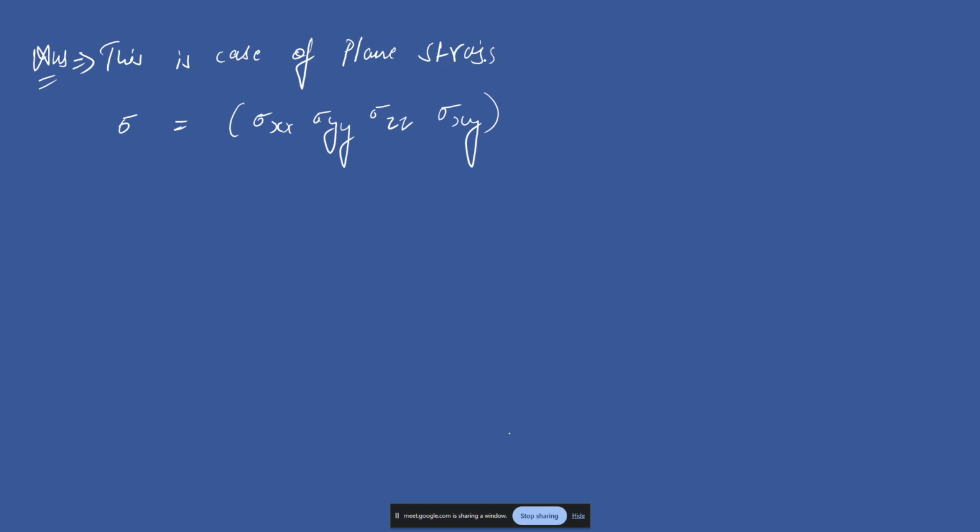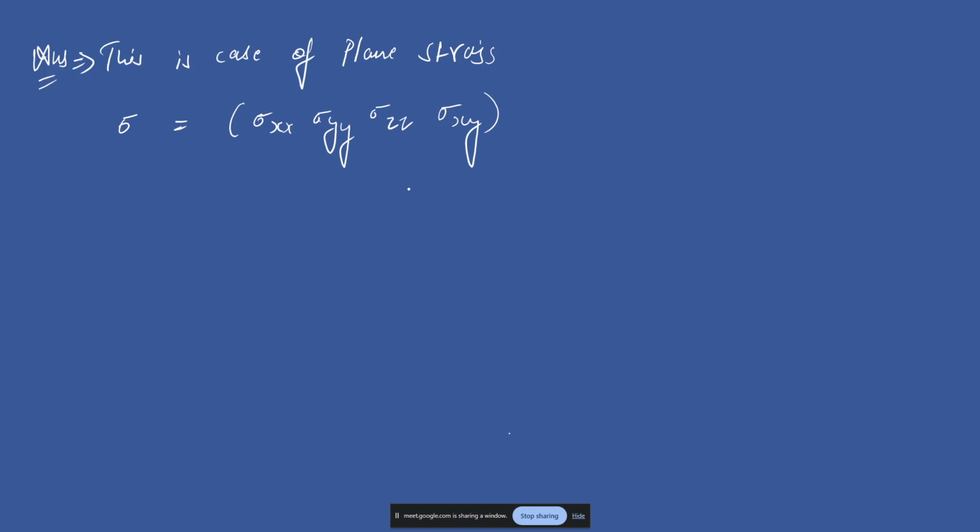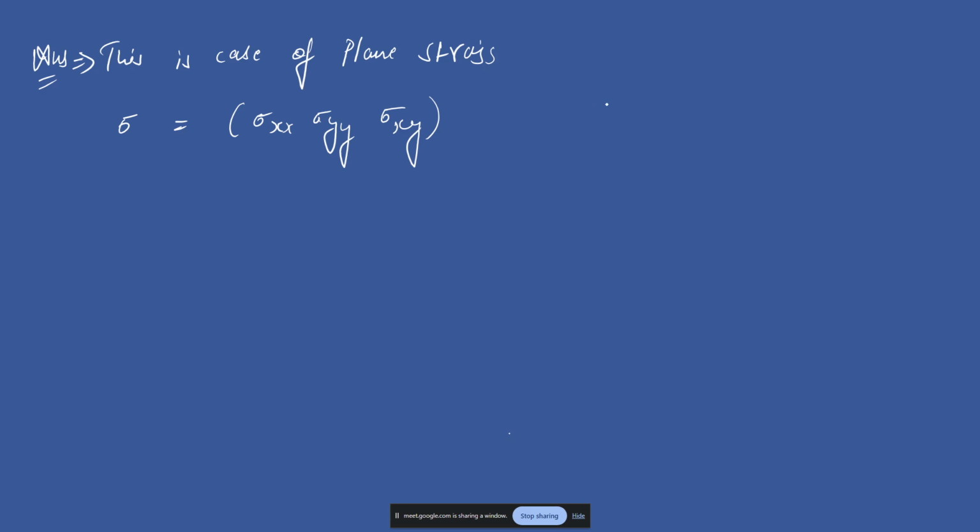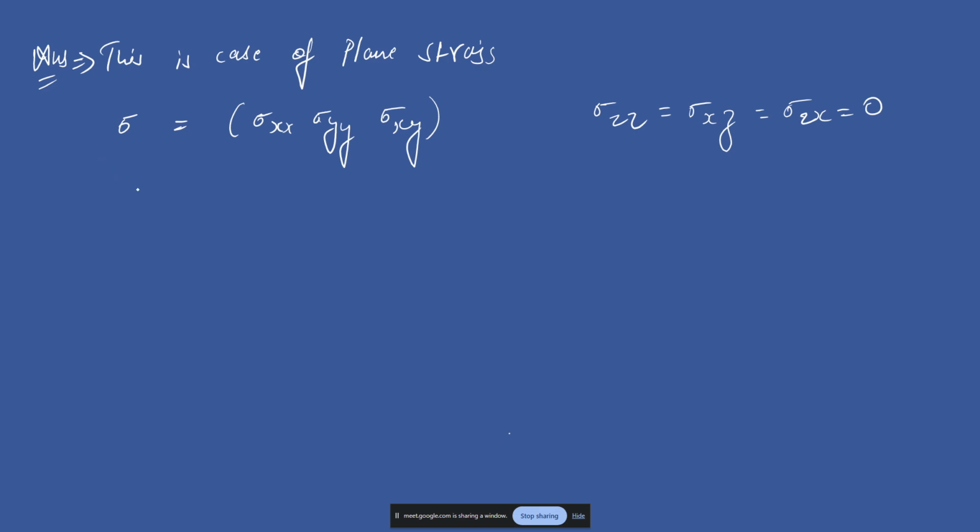So this is the case of a plane stress element. In that particular case you will be having only three elements, definitely. So that will be the case of sigma xy, yes. Your sigma z is absent, as well as your sigma xz and your sigma zx will be 0. So accordingly we can formulate our matrices.